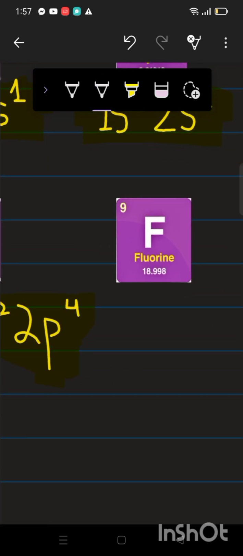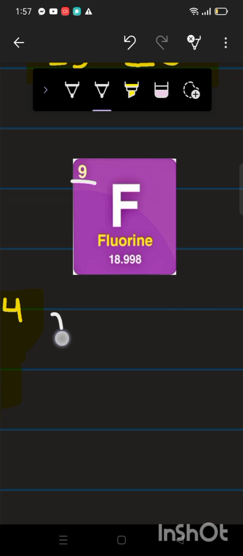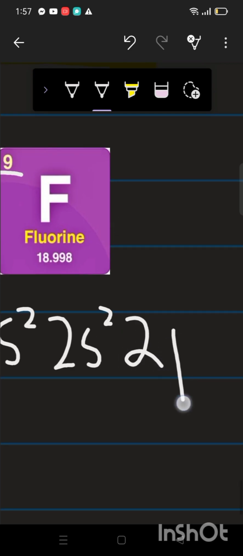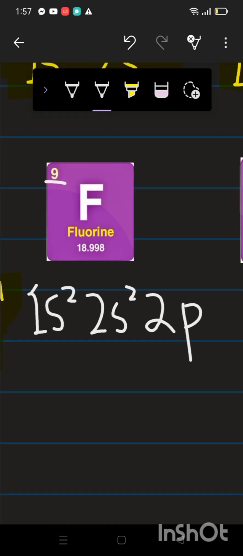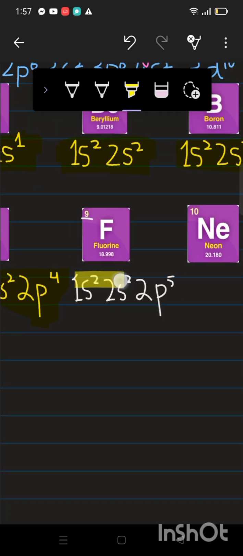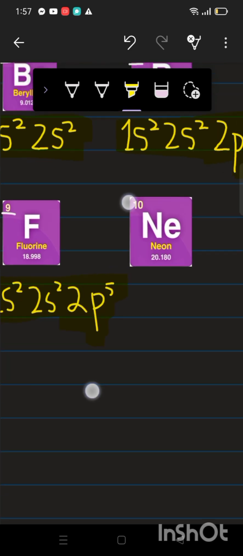Now we are moving towards fluorine and it has 9 electrons. So 1s2, 2s2. Now we need to start with 2p, and 2 plus 2 is 4 and fluorine has 9 electrons, which means 5 are left. So 5 will be held by p. Alright. So 1s2, 2s2, 2p5 is the electronic configuration of fluorine.